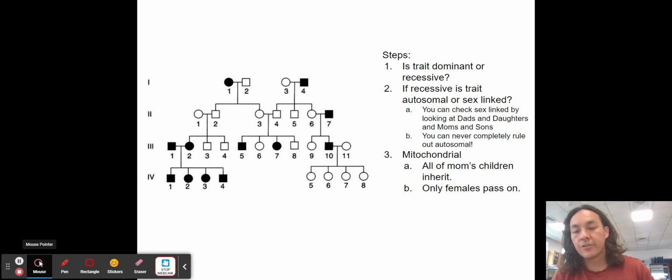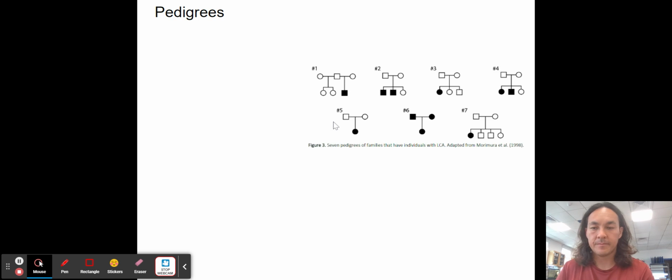Now, what's tricky is you can rule out sex-linked, but you can never fully rule out autosomal recessive. You can just say that there is more evidence for a sex-linked trait. All right, let's go on.